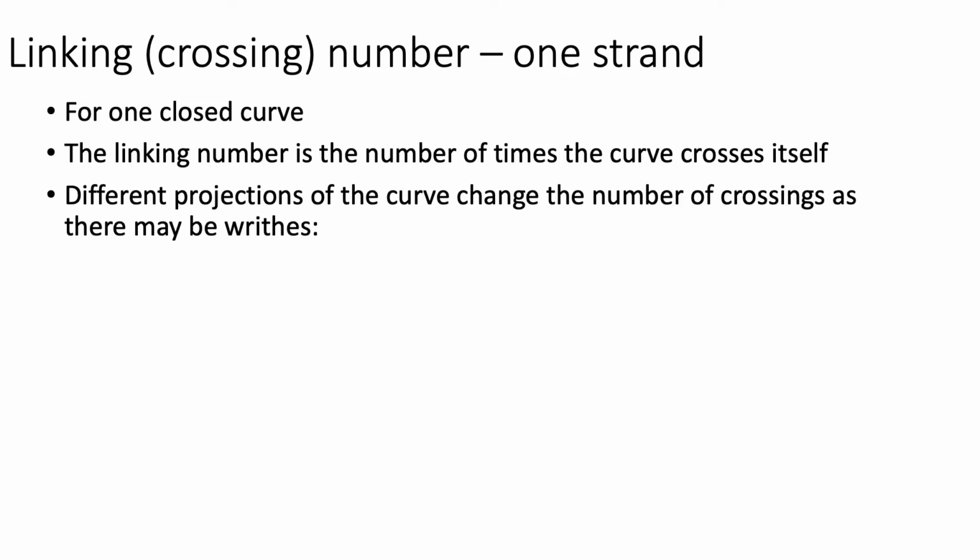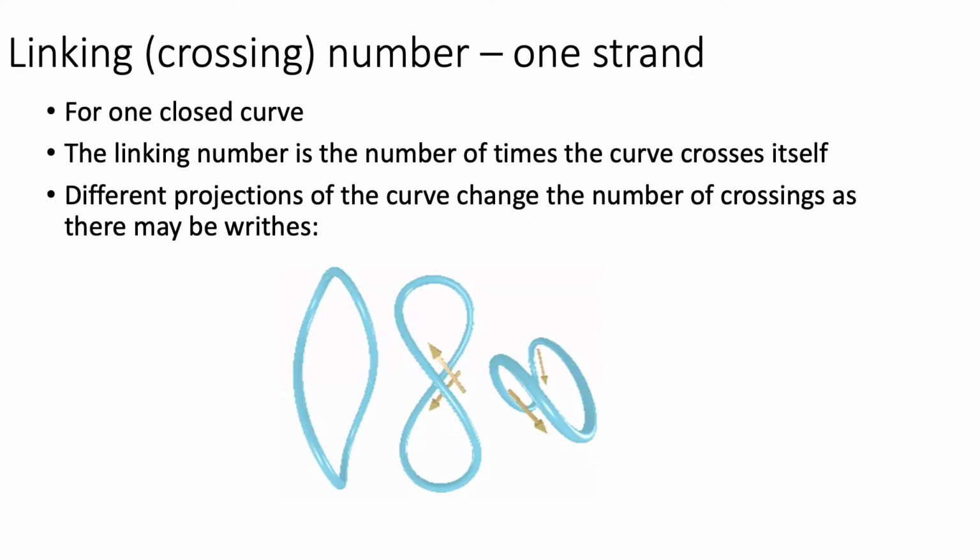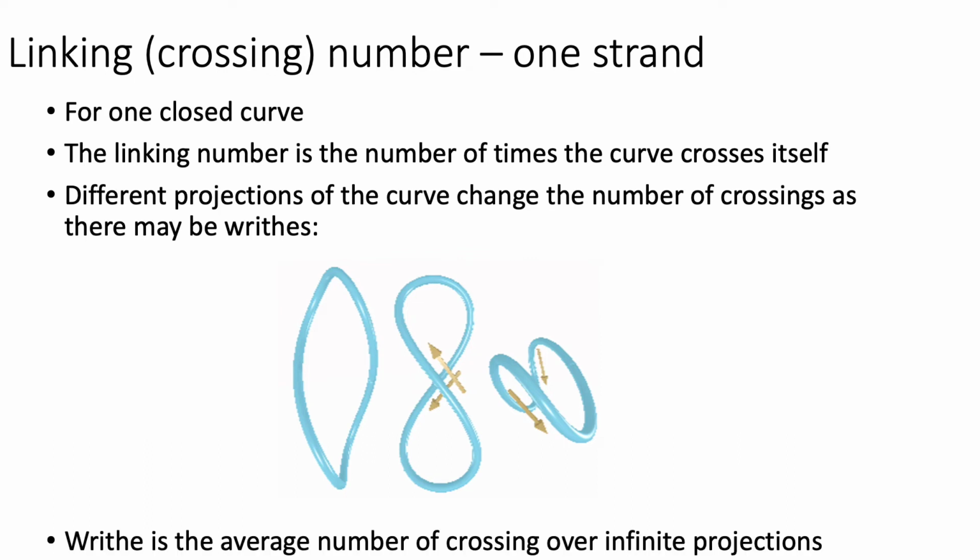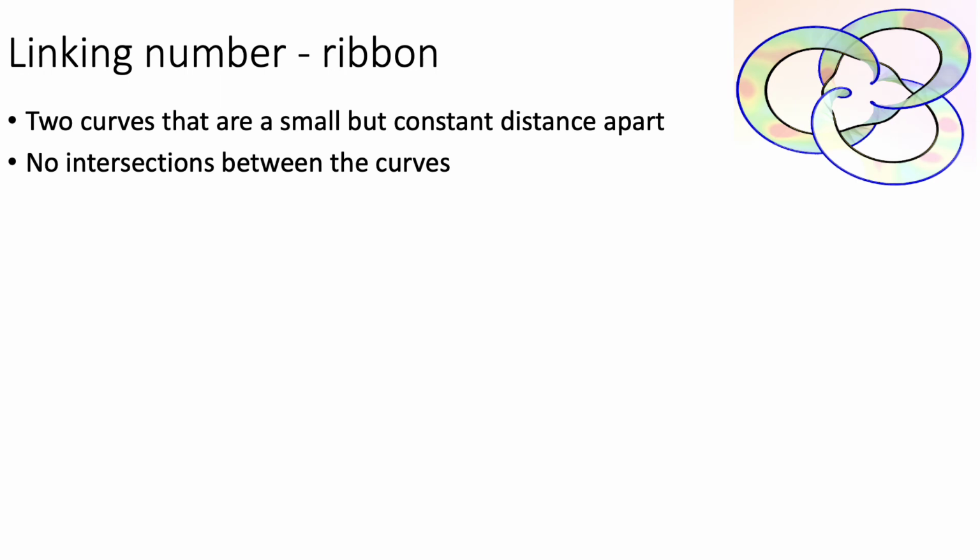Calculating the linking number of just one strand is more tricky, as the linking number will change depending on what angle you look at the crossings. This is because simple deformations such as adding a loop to the curve changes the linking number. When the strand crosses itself, it's called a rive, and this is calculated by averaging the number of crossings over all possible projections. A ribbon is 2 curves which are next to each other and a constant distance apart.